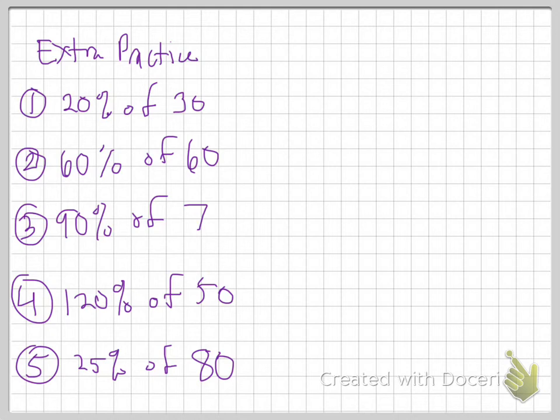So 20% of 30, 10% is 3, so 20% gives us 6. 60% of 60, 10% of 60 is 6, times 6 is 36. 90% of 7, 10% of 7 is 7/10, and 7/10 times 9 gives us 63/10, or 6 3/10. 10% of 50 is 5, and 5 times 12 is 60. And 25% of 80, I like thinking of this one as a quarter instead of 25%. So when I think of 80 divided by 4, I get 20.